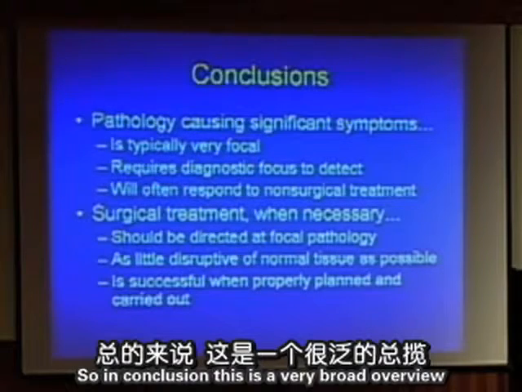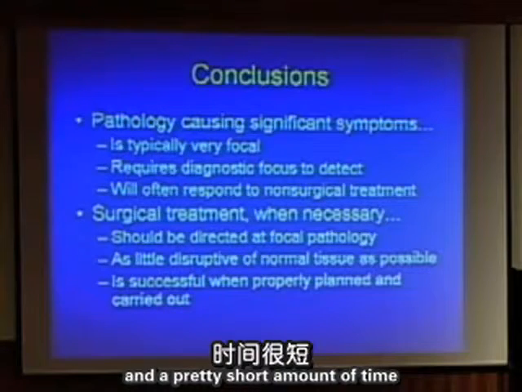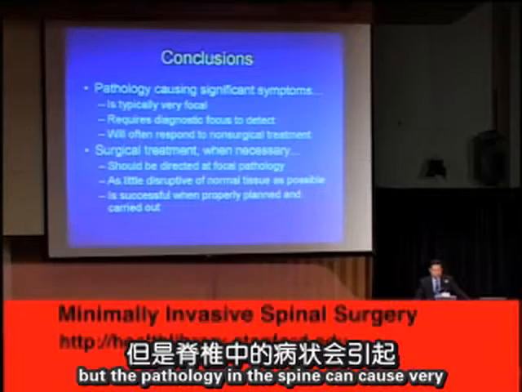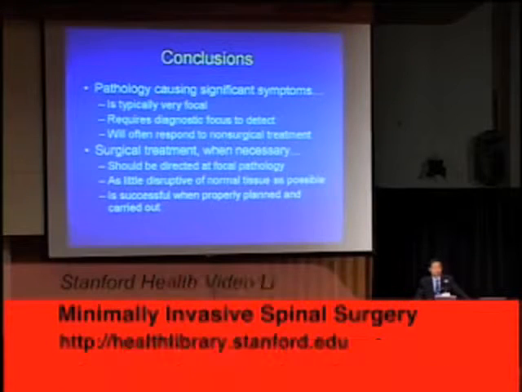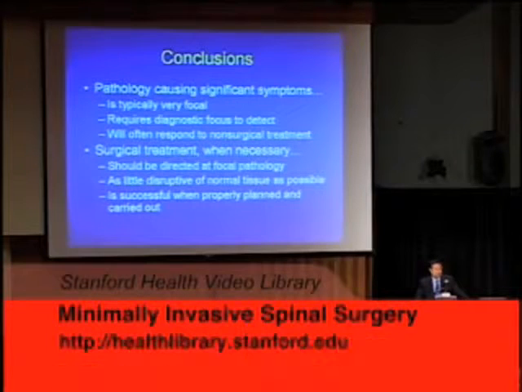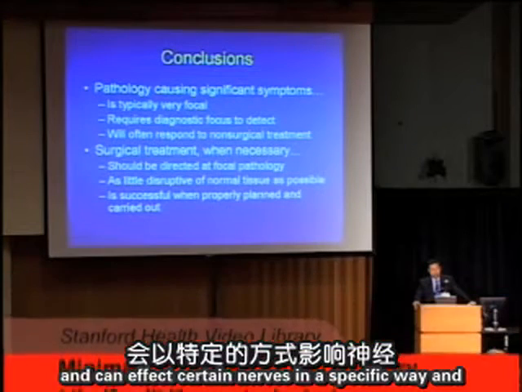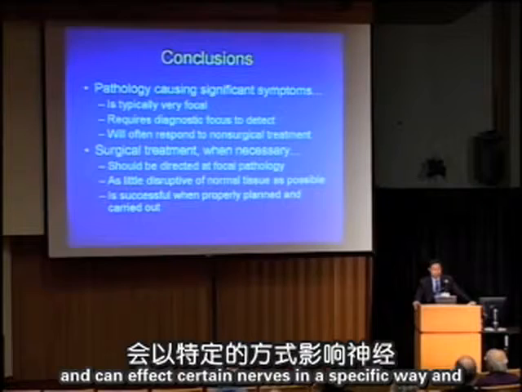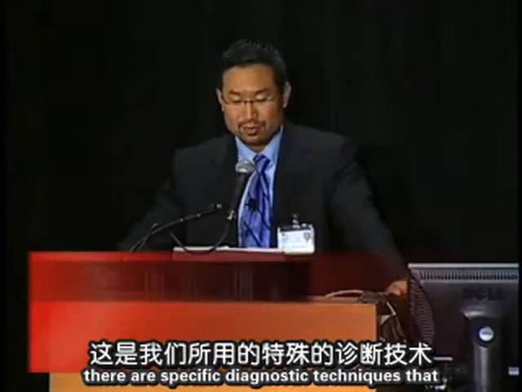So in conclusion, this was a very broad overview in a pretty short amount of time, but pathology in the spine can cause very significant symptoms, and typically it can be very focal, can affect certain nerves in a specific way, and there are specific diagnostic techniques that we use to detect these.